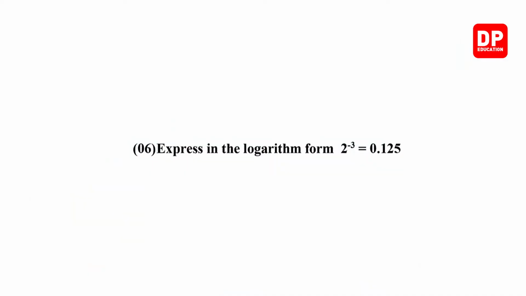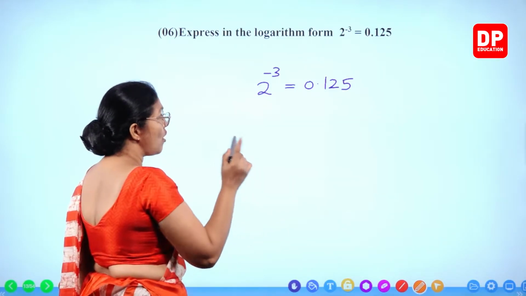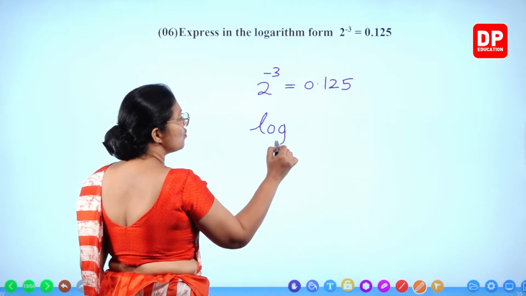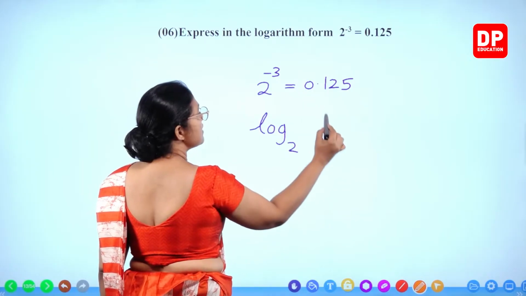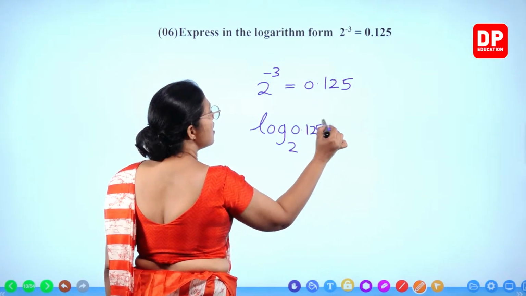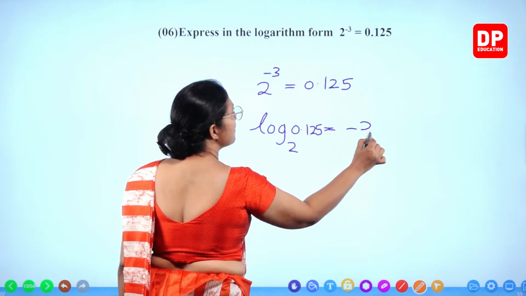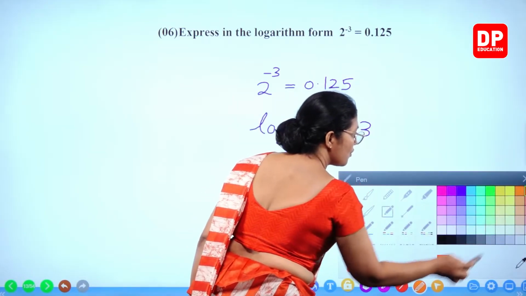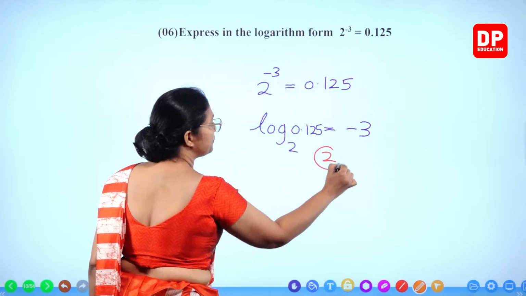Question number 6. Express in the logarithmic form 2 to the power minus 3 is equal to 0.125. So 2 is the base. So how do you write this one in logarithmic form? Log base 2 of the number 0.125 becomes minus 3. So you get 2 marks.